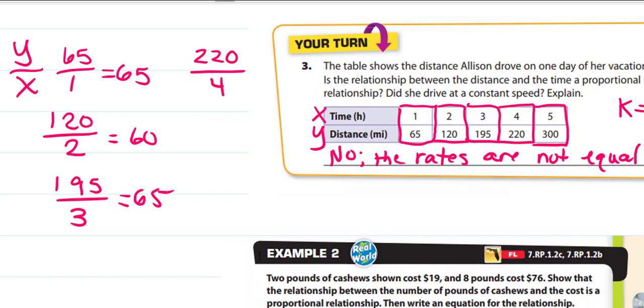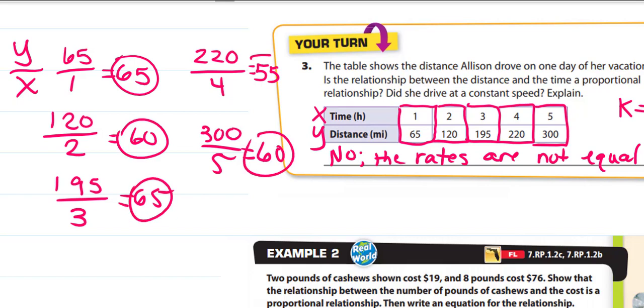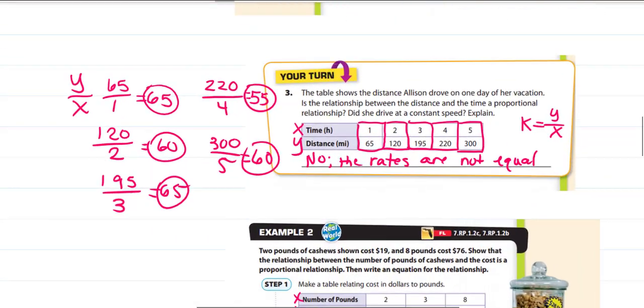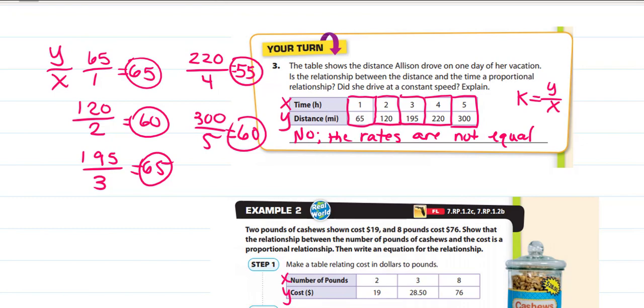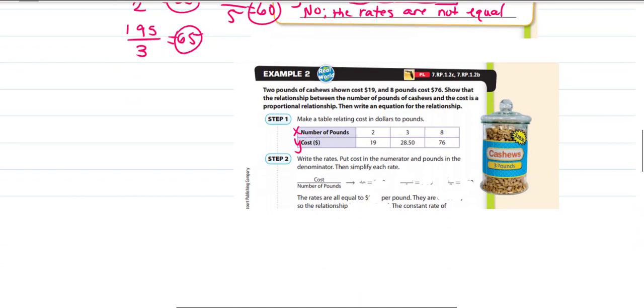And that one equals down, I think I got 55 there. And 300 for the last one divided by 5, down to 60. So because these numbers are different, they're not all the same constant rate of change. This is not a proportional relationship. There is no constant of proportionality. All right, let's move on to the next example.